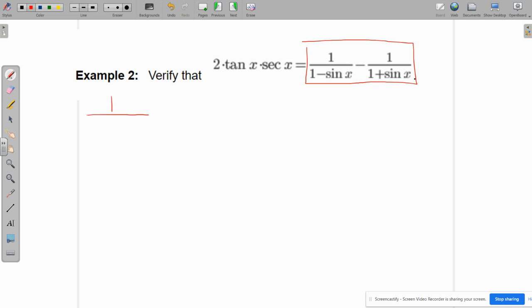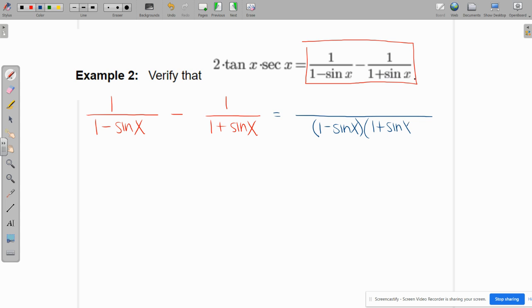So again, I rewrite it: 1 over 1 minus the sine of x minus 1 over 1 plus the sine of x. The common denominator between the two, I'm going to go ahead and write over here. It would be the quantity 1 minus sine of x times the quantity 1 plus sine of x. So in order to get this fraction over here to have that denominator, it already has a factor of 1 minus sine of x. So I need a factor of 1 plus sine of x in the denominator, which means I also need to multiply by that in the numerator, so that I'm technically multiplying by 1 and not changing the value of the expression.